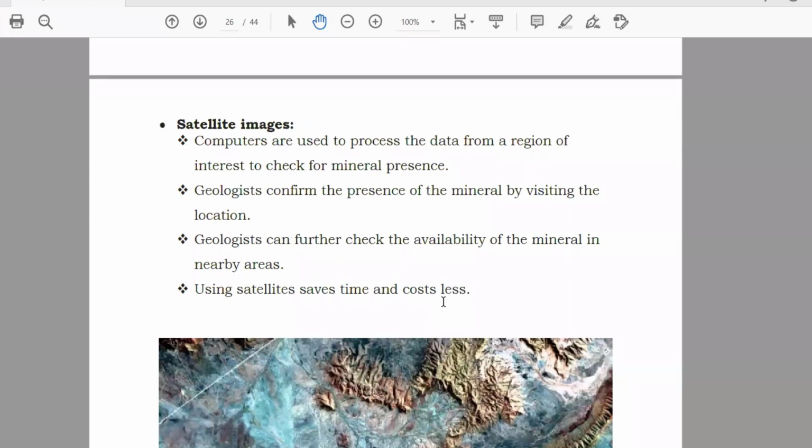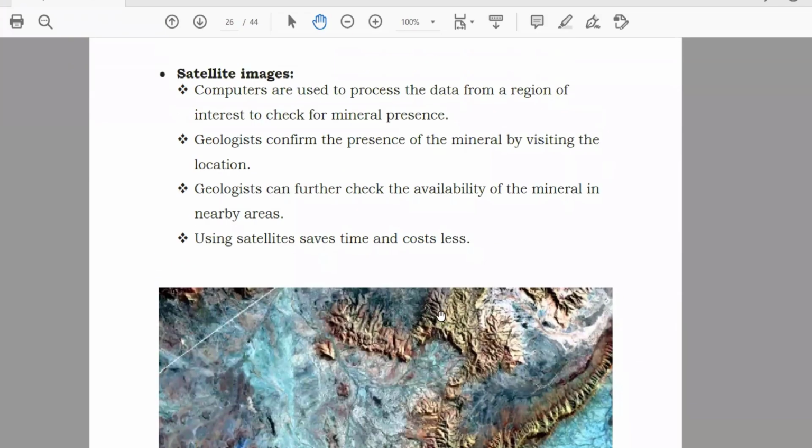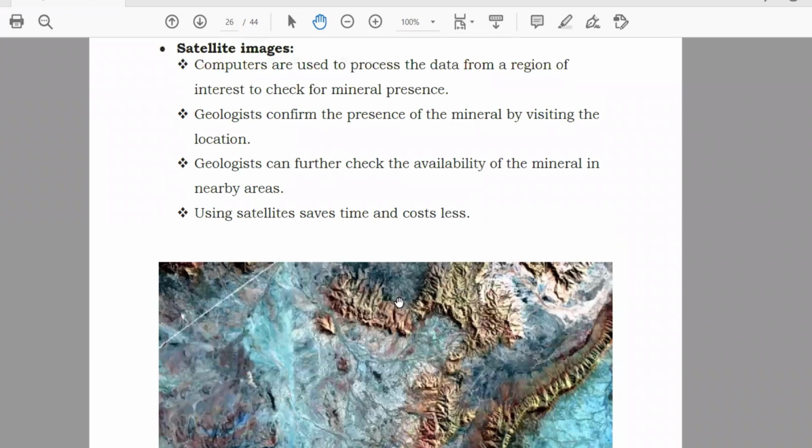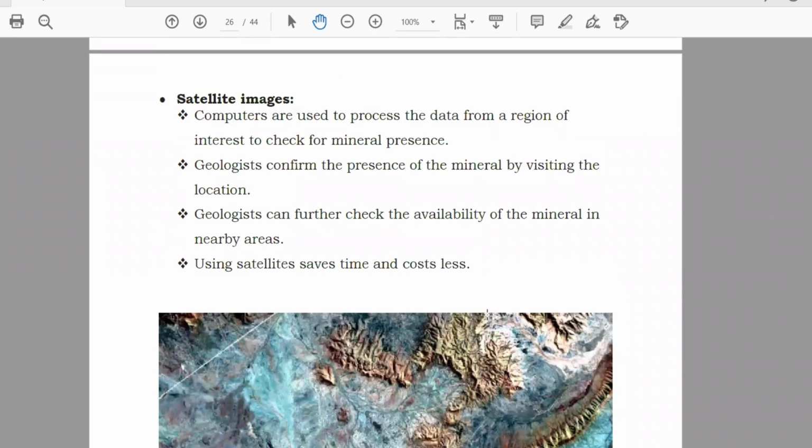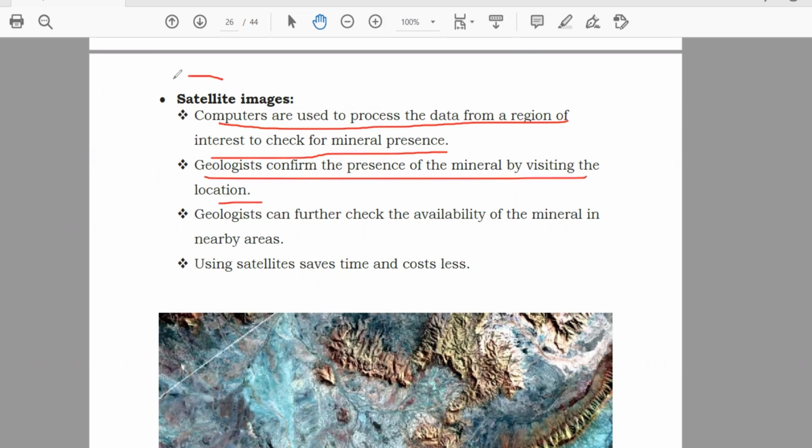Also, from the satellite images, the type of the rocks or mountain, the geologists can guess that these minerals can be present in that area. Computers are used to process the data from a region of interest to check for mineral presence. Geologists confirm the presence of the mineral by visiting the location. It means from a satellite image you will get only a possibility, not 100%. If they want to make sure, they have to go and visit that site.